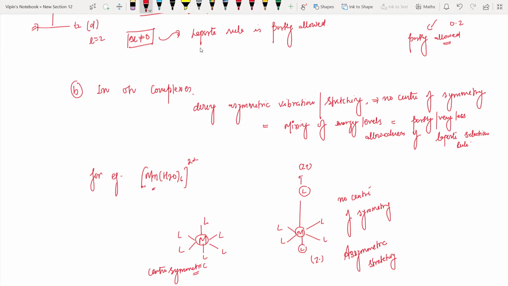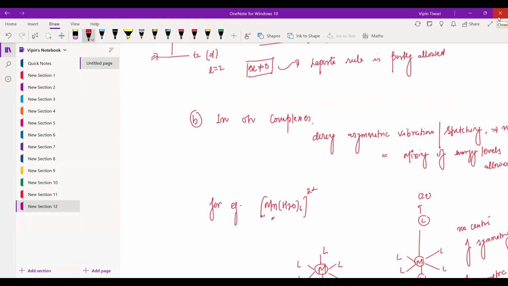Okay, so this is all about today's class. We will meet tomorrow at 8 a.m. and discuss the remaining part of the spin selection rule, that is relaxation in spin selection rule. Then we will come to the d-d transition, charge transfer, and these other factors of the color and electronic spectra topic. Okay, so take care. We will meet tomorrow at 8 a.m.